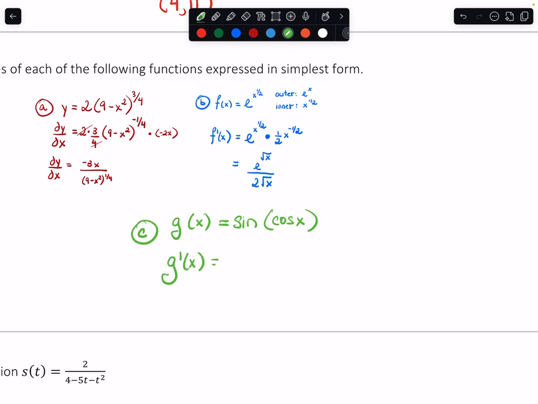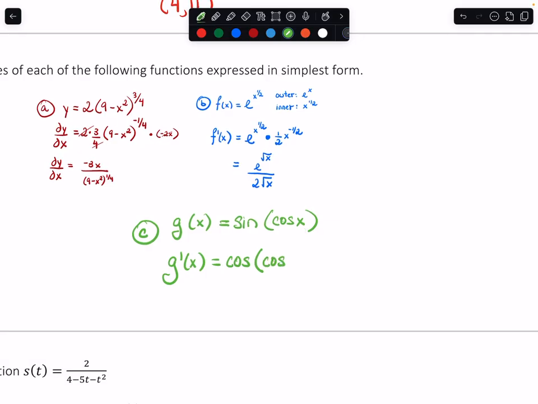g prime of x would be, okay, again, this is the mantra, the inner monologue that happens. You differentiate the outer function. What is the outer function here? Sine. You differentiate the outer function while leaving the inner function alone. The derivative of sine is cosine, and I'm leaving the inside alone. I'm not done, but that's the first step in the process. So you get cosine of cosine x times the derivative of the inner function. The derivative of cosine is negative sine.